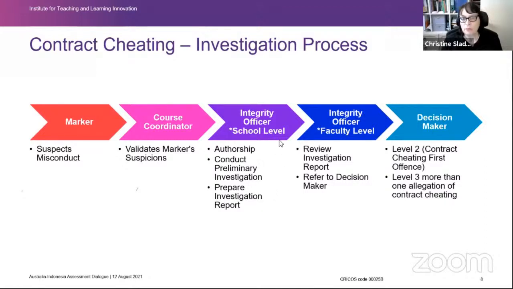Now, if it was plagiarism or collusion or something, it might go on a bit of a different path from here. But because this is more serious, so level 2 or 3 in our schema, it will then go to a faculty level officer and they will decide whether the report should go to the decision maker, and they're the ones fairly high up in a school hierarchy of responsibility that will make the decision. So this is the sort of model that we've been working on. We give a lot of professional development in these 3 spaces.